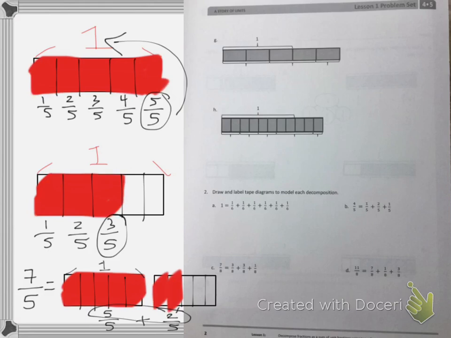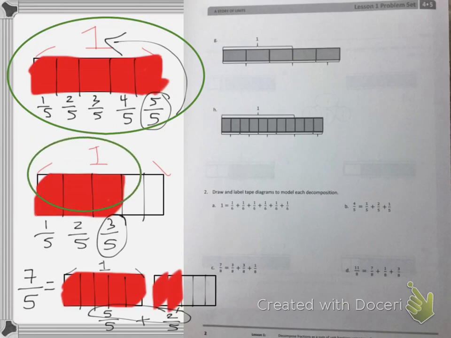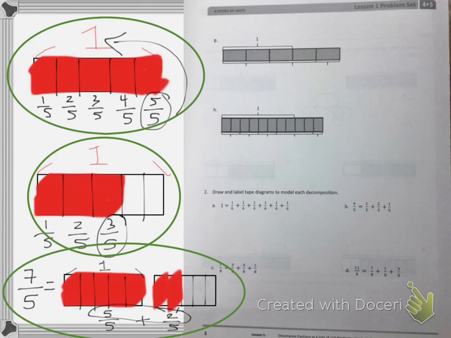So this is what we'll be working with today, is fractions that are one whole. Fractions that are just not one whole yet, so like 3/5, and fractions that are greater than 1, more than one whole, more than one Snicker bar. All right, so let's get into the lesson today.